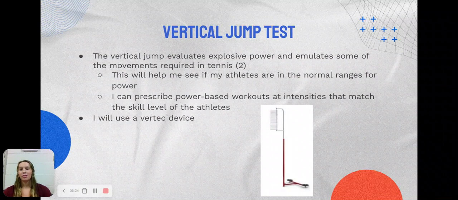Next, I will assess the vertical jump, which assesses explosive power, which is very important in tennis, and also tennis players might have to jump to reach a ball. For this, I will use a Vertec device pictured below where they will jump up and spin the swivel as high as they can, and I will use the best out of 3 trials to record their score. And I will compare this to the normal ranges, and if they don't fall within the normal ranges of vertical jumping, then I can add more jumps or more power-based exercises such as Olympic lifts to my program.